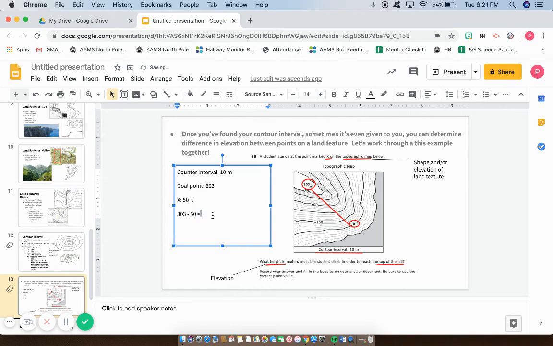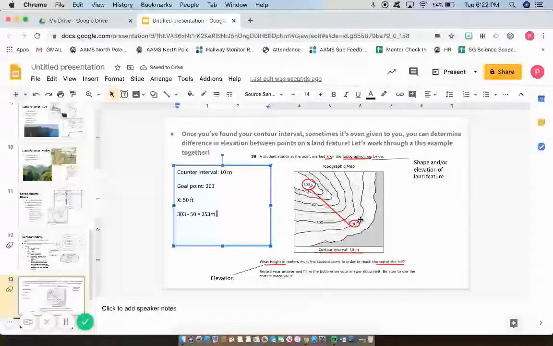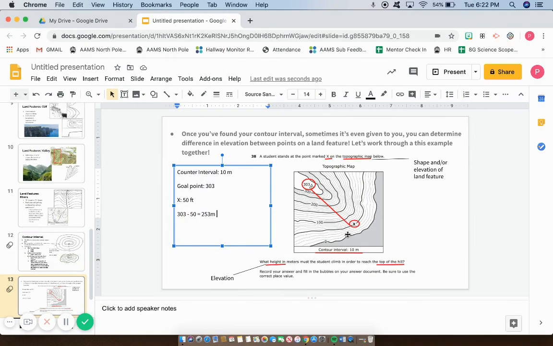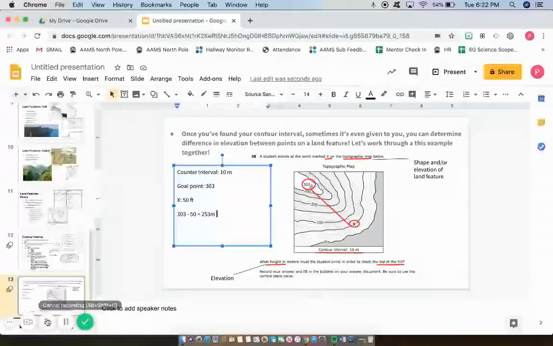So 303 minus 50 gets us 253 meters. So in order for the student that's standing at point X to reach the top, she would have to climb 253 meters. Great job on that one, guys.